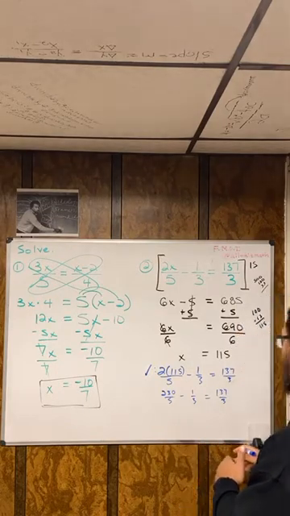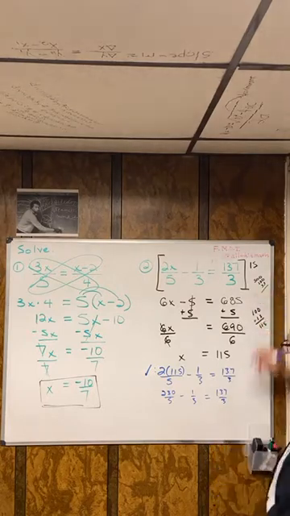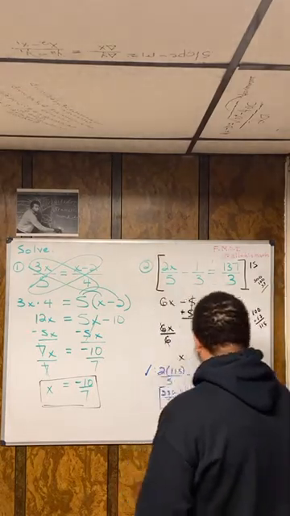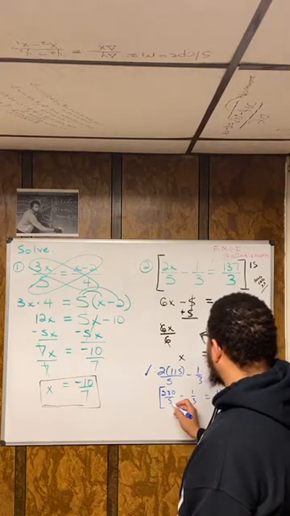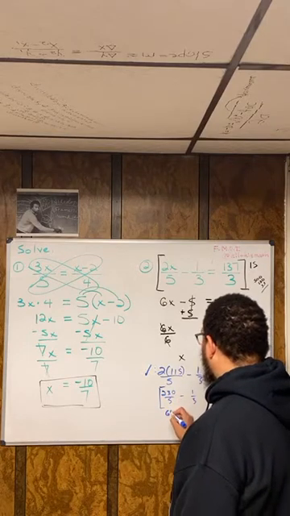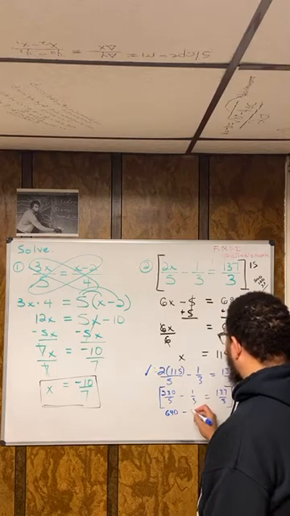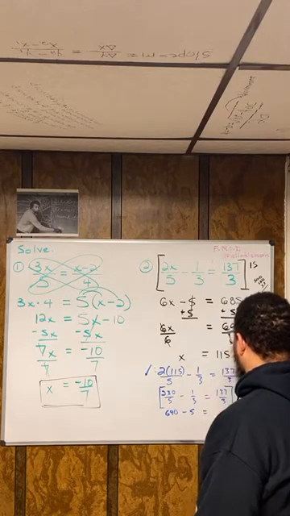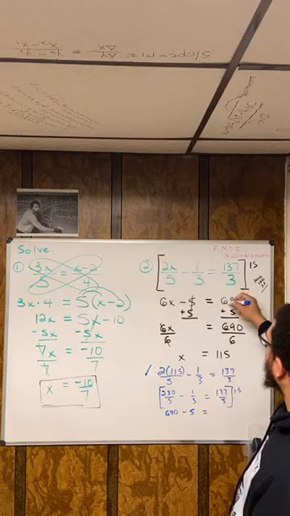I could just eliminate the fractions, just like I did up here. I could just multiply everything by 15. So 15 divided by 5 is 3. 3 times 230 is 690. 15 divided by 3 is 5. 5 times 1 is 5. 15 divided by 3 is 5. Again, 5 times 137. We know that from up here.